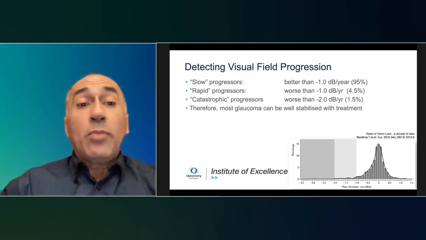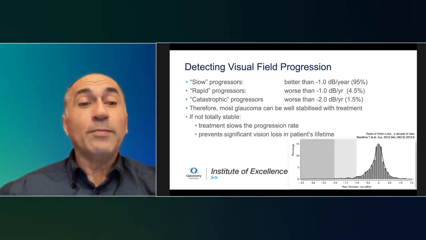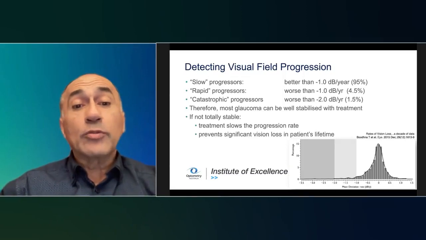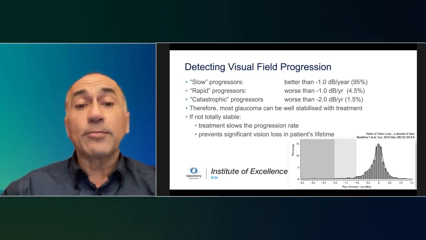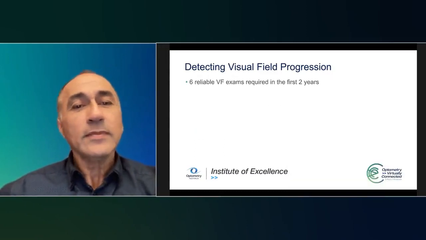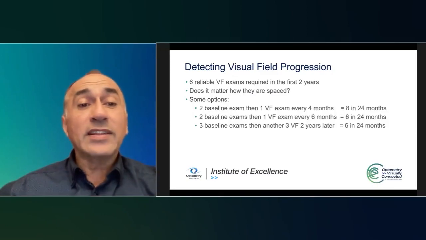So with a positive slant, most glaucoma can be well stabilized with treatment, but not all people are totally stable. Some people progress very slowly, they won't have any issues. Some progress very rapidly and can lose a lot of vision in their lifetime. Okay, so we need 6 field tests in the first 2 years. Doesn't matter how they're spaced.